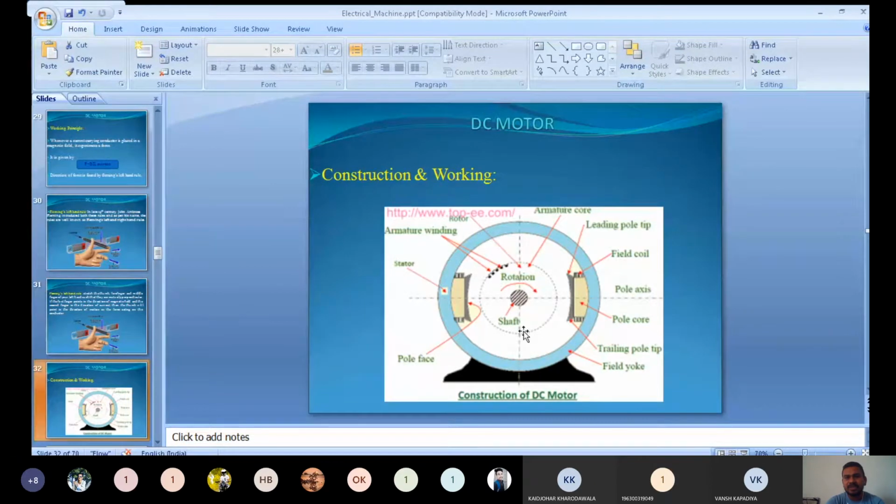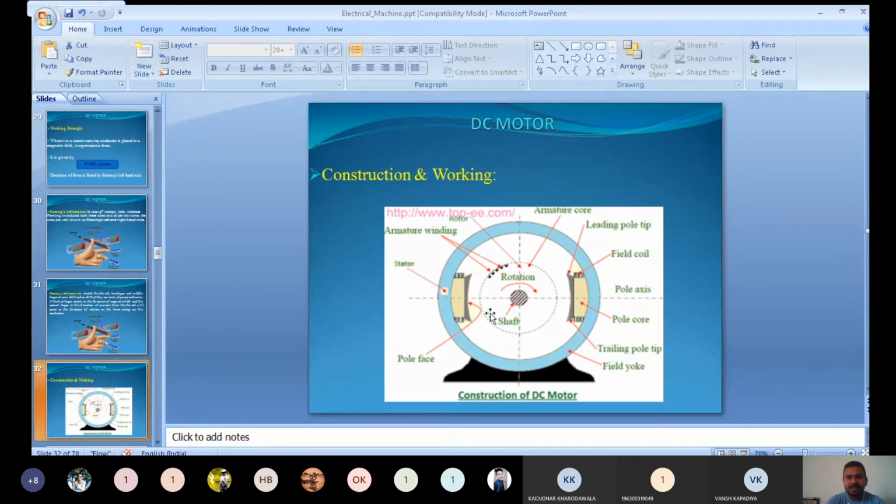If the armature rotates in a clockwise direction, this portion comes first and this portion comes later. Whichever portion of the pole shoe comes first is known as the leading pole tip, and the portion of the pole shoe which comes later is known as the trailing pole tip. So this is the magnetic pole, pole shoe, and the field winding. This is the stator.